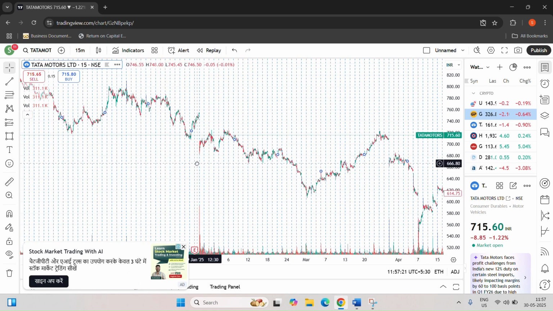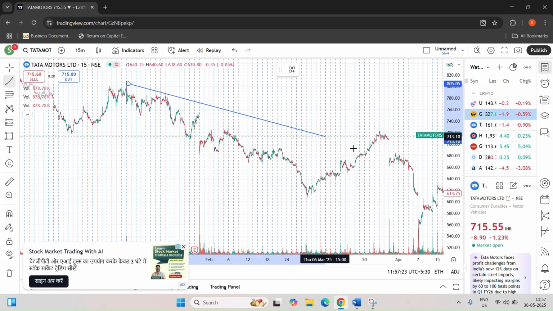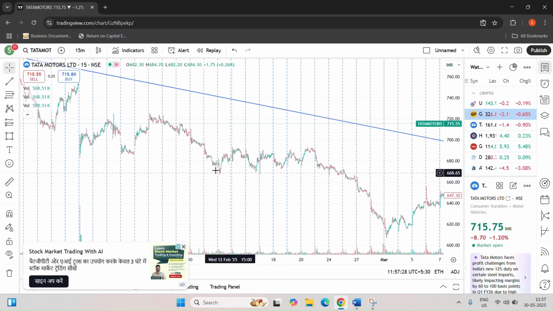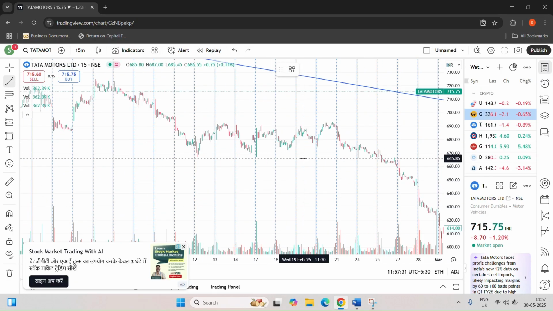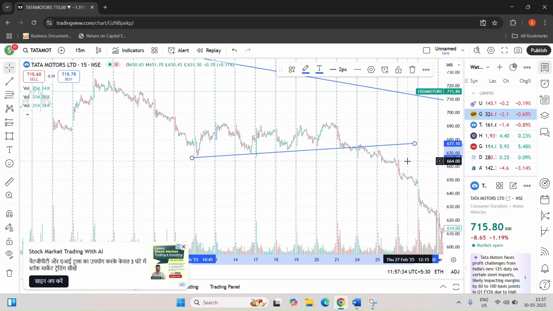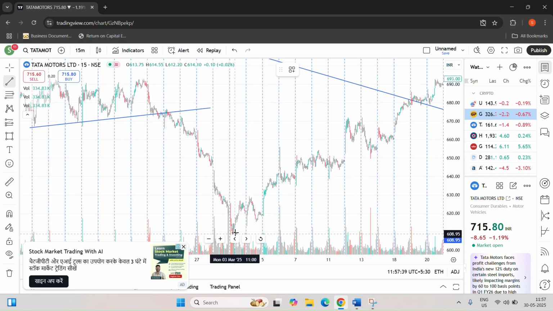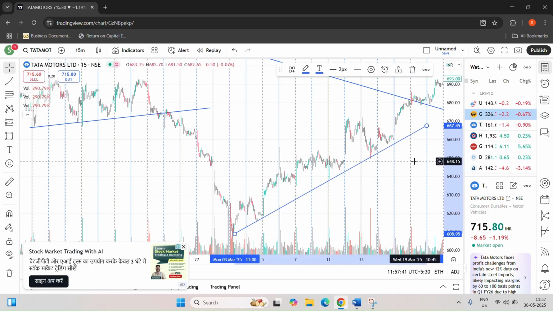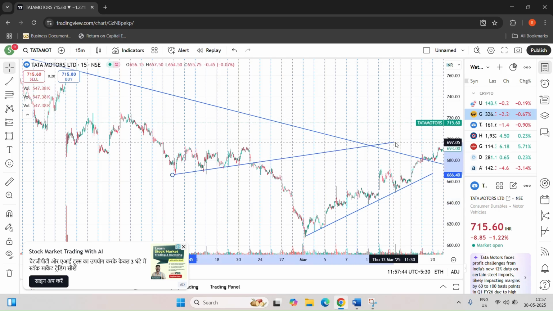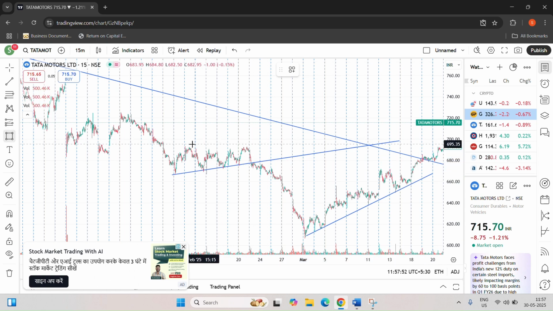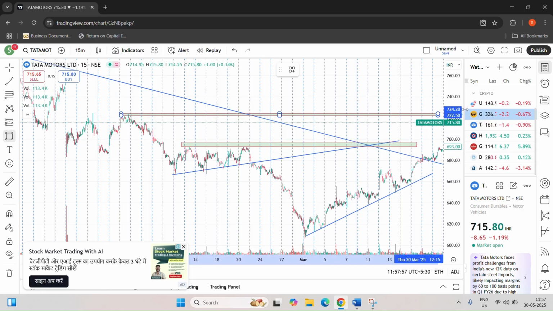Let's remove this and see this breakout. Now the breakout has happened. You have to see where the stop losses are available. Here one opportunity was given, then this is all buying opportunity. So here only one selling opportunity was there. If these people have sold here, then their stop loss will be on the high, right? So on this high and on this high.